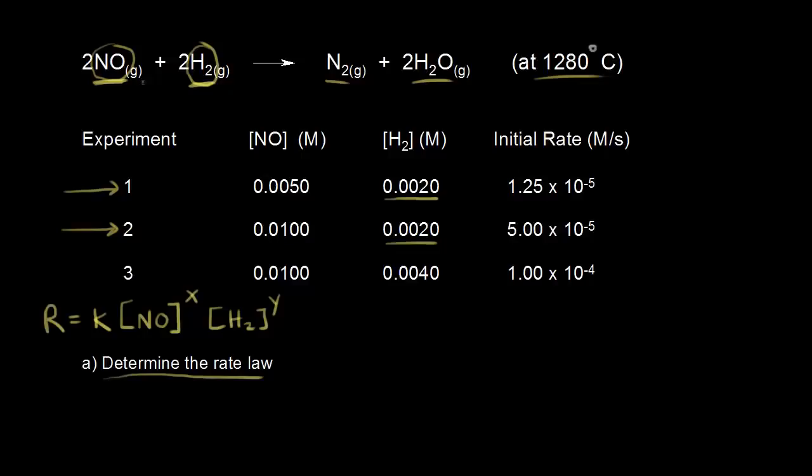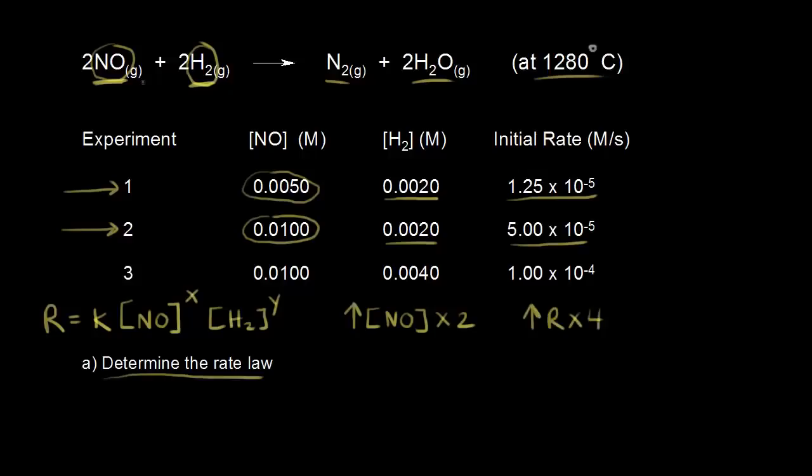So if we look at what we did to the concentration of nitric oxide, we went from a concentration of 0.005 to a concentration of 0.010. We increased the concentration of nitric oxide by a factor of 2. We doubled the concentration. What happened to the initial rate of reaction? Well, the rate went from 1.25 times 10 to the negative 5 to 5 times 10 to the negative 5. So the rate increased by a factor of 4.